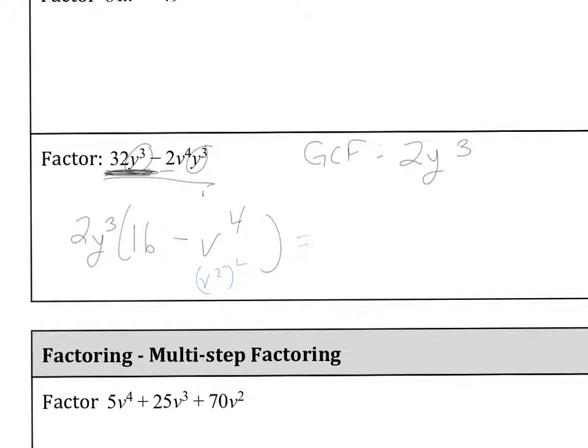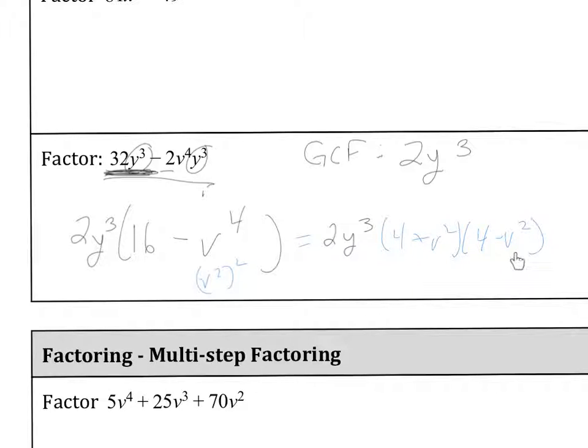So this problem then is going to become something like, I got that 2y cubed that I had. And then this part I'll treat like a difference of perfect squares. So what do I square to get 16? 4, of course. So I'm going to have a 4 and a 4. And then this v to the 4th, what do I square to get v to the 4th? V squared. So I'll have a v squared and another v squared. One's plus, one's minus. But oh my goodness, wait just a second.